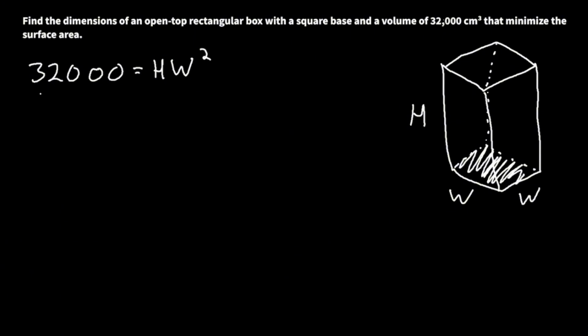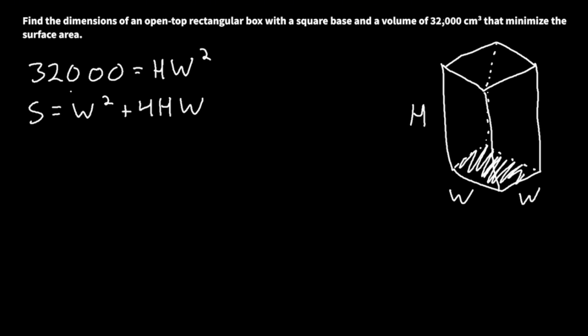And we also need to write the surface area formula, S, which is your width squared, so that's the area of the base, plus 4 times height times width. And the reason why I put 4 is because height times width represents the area of all 4 sides of this rectangular prism. All 4 height times width sides.